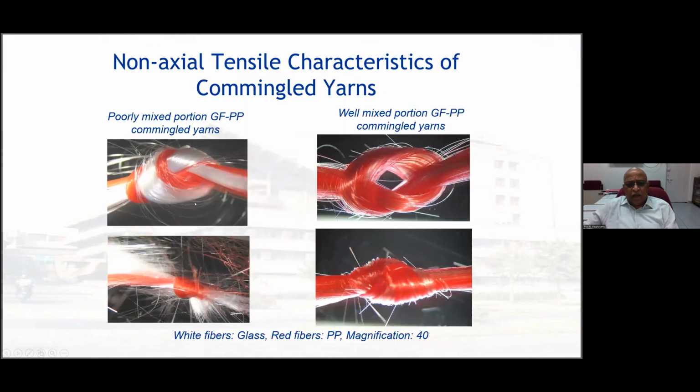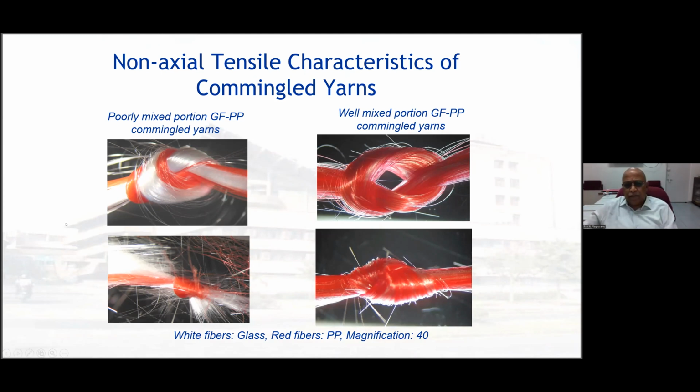And another interesting thing that we found was that when there is a well mixed section, in this case glass fiber polypropylene, then the fibers on putting a knot do not break that easily. Whereas wherever there is poor mixing, they break. Just this knot strength alone can provide an idea about the mixing.